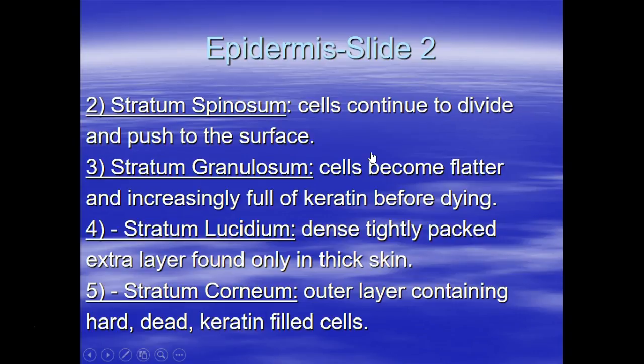So as we move up through the layers, we have the stratum spinosum. So cells continue to divide and push to the surface, but the rate of the cell division slows down. They're starting to get away from the blood vessels. So it's kind of like the continuation of what's happening in the stratum basale. Third layer is the stratum granulosum. So this is where cells really start to die, because they're getting farther away, they're losing their nutrients.